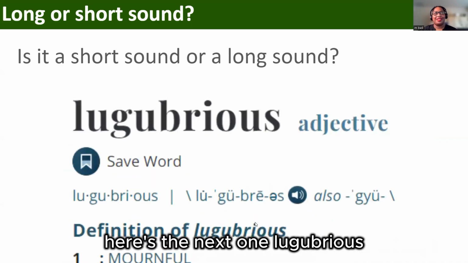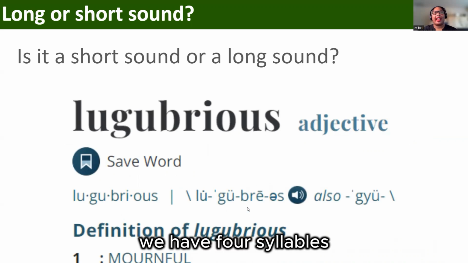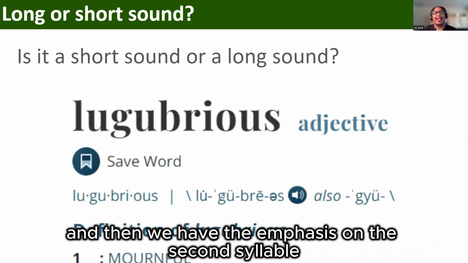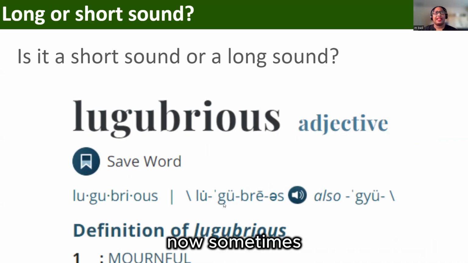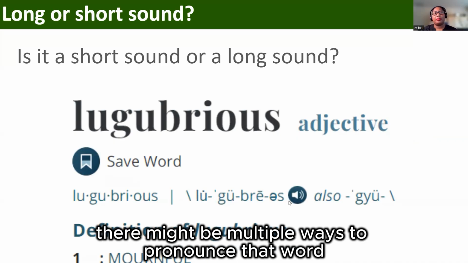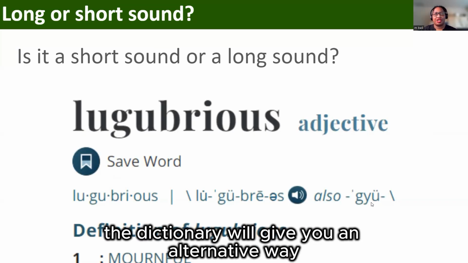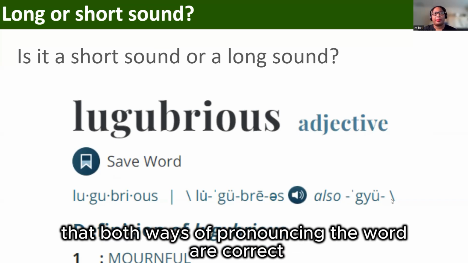Here's the next one. Lugubrious. We have 4 syllables, and the emphasis is on the second syllable. Now, sometimes depending on the word, there might be multiple ways to pronounce it. Sometimes the dictionary will give you an alternative way. That means that both ways of pronouncing a word are correct.